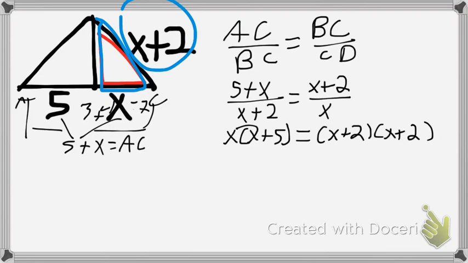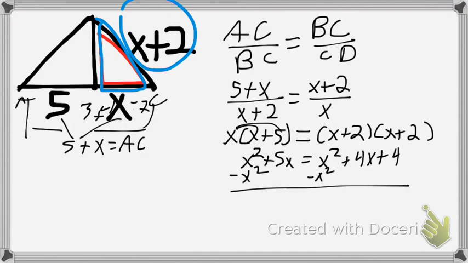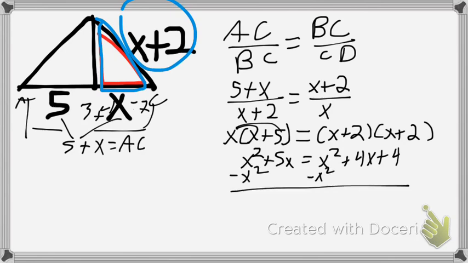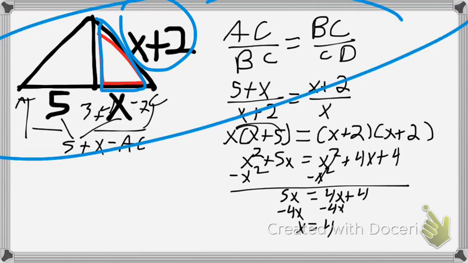So x times x plus 5, we're going to distribute that x, so we get x squared plus 5x equals x squared plus 4x plus 4. So what I'm going to do is subtract x squared from both sides. That gives me 5x equals 4x plus 4. Subtract 4x and we get x equals 4. Okay. So again, the difficult part here is setting this up, realizing it's a blue triangle problem, and moving forward.